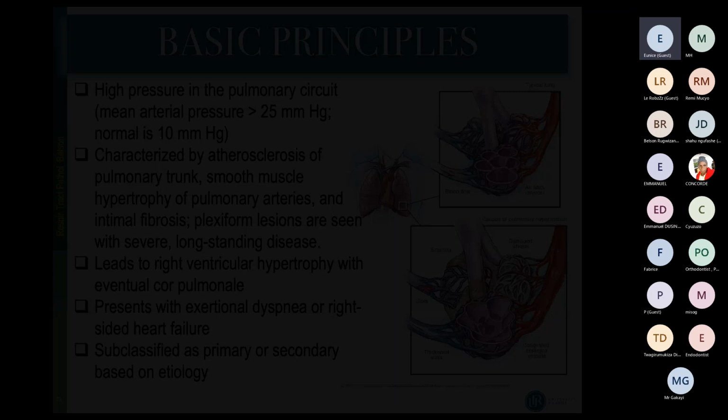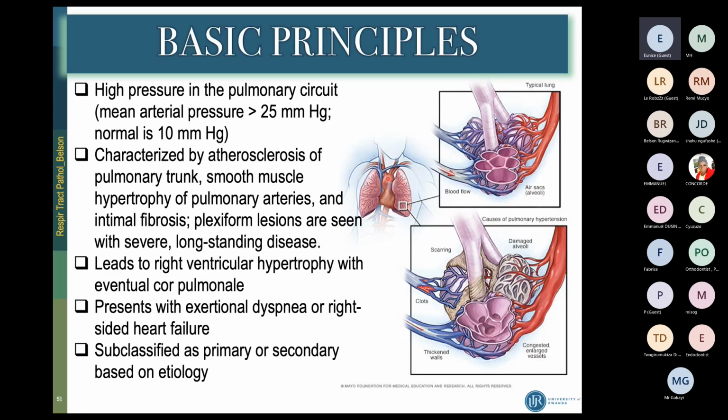So pulmonary hypertension. Ngira ngo ni ibintu byumvikana ni igihe habayeho kwiyongera kwa blood pressure within the pulmonary arteries. So if it is more than 25 millimeters mercury, it is a big problem because the normal is 10. So it is characterized by atherosclerosis of pulmonary trunks, muscle hypertrophy of the pulmonary arteries.